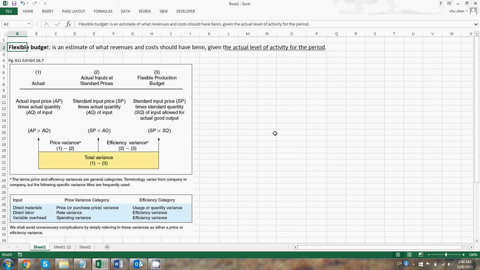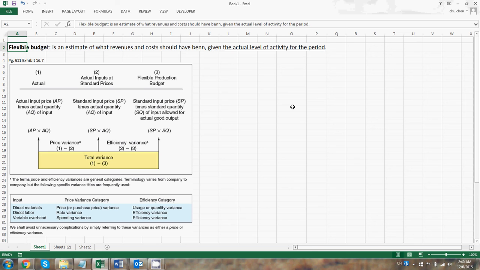Second thing I want you to know is the flexible budget. The textbook we use right now does not do a very good job of explaining this. I found this definition from another textbook, and I think we should use this one to understand what a flexible budget is. A flexible budget is an estimate of what revenue and cost should have been given the actual level of activities for the period.